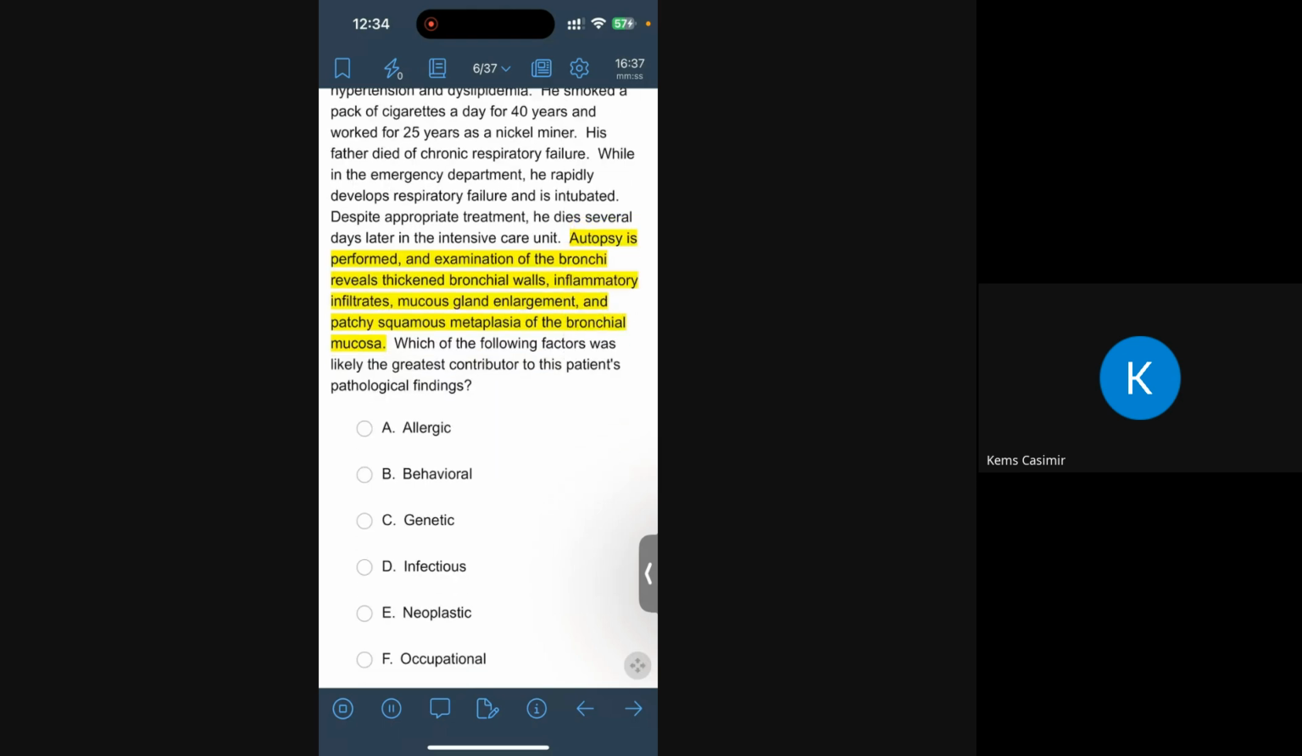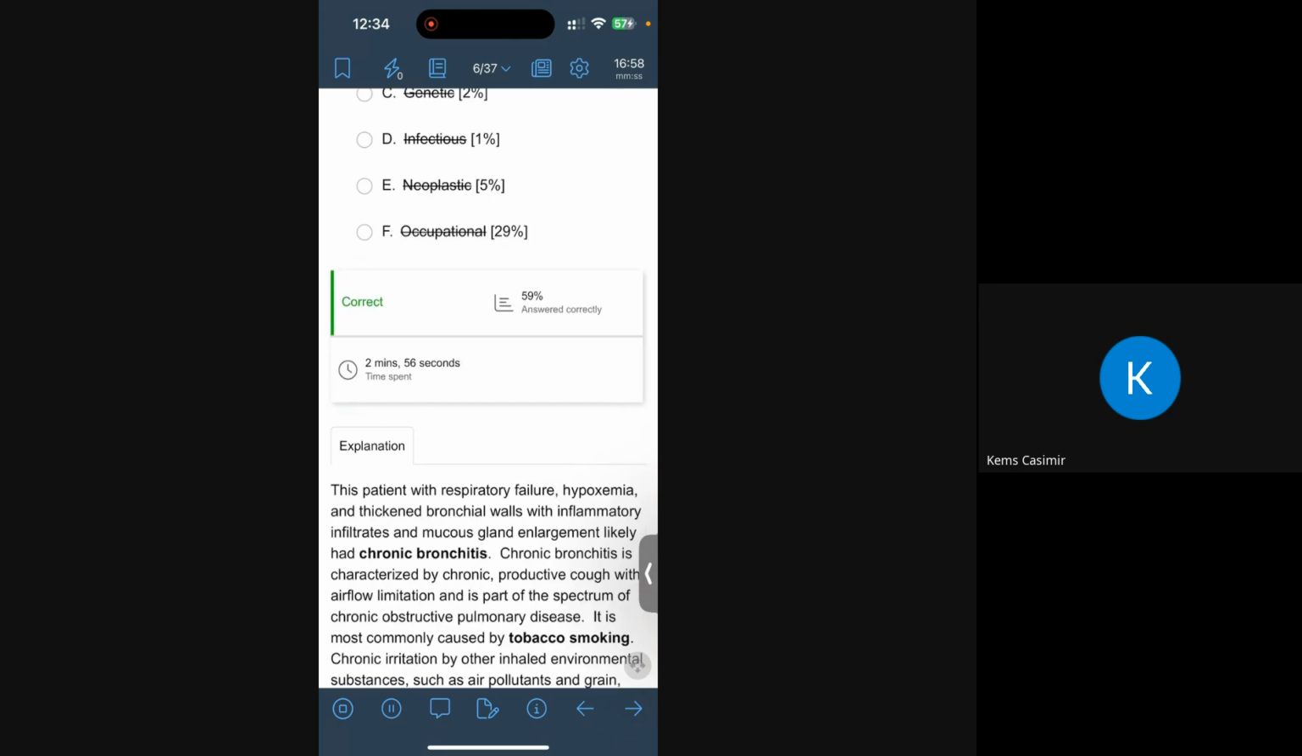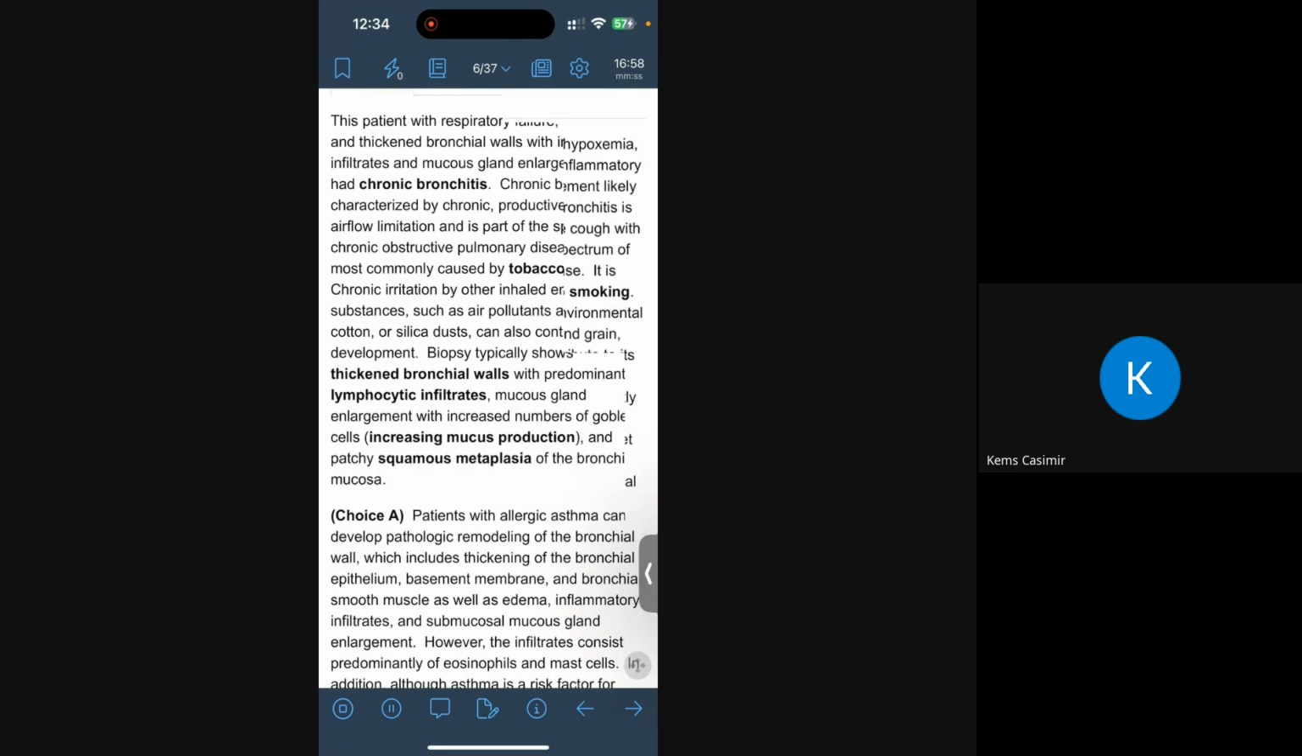And so if it is smoking, we know it is not asthma. Allergic is not the answer. It is not a genetic type of emphysema. It is not some type of infection. There is no neoplasia here. There is no silicosis. So the answer is behavioral, which is due to smoking. Tobacco smoking.